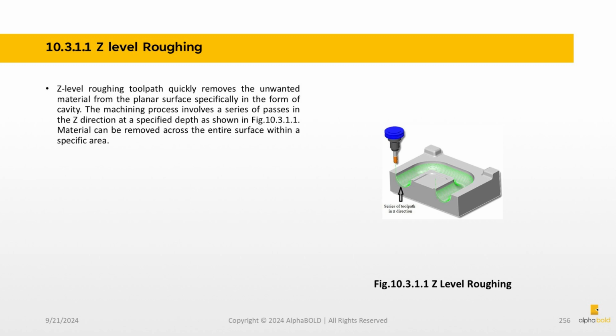Z-level roughing toolpath quickly removes the unwanted material from the planar surface, specifically in the form of cavity. The machining process involves a series of passes in the Z direction at a specified depth.